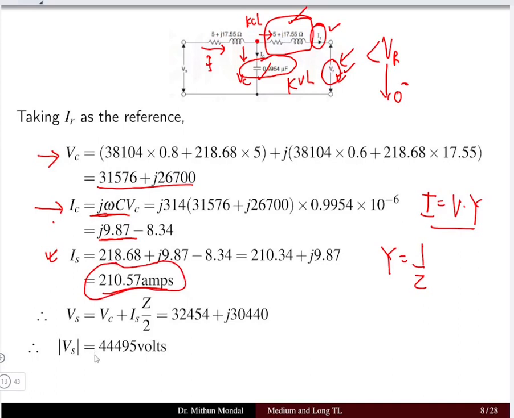Now we can apply the KVL in this particular loop. So the sending end voltage is equal to the capacitive voltage plus net drop in this line. So we get the value of Vs, and we have determined its magnitude.